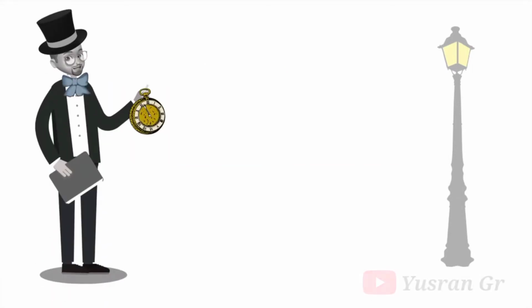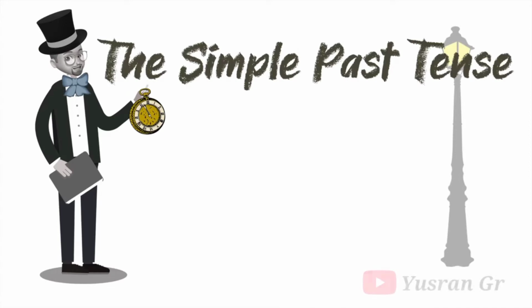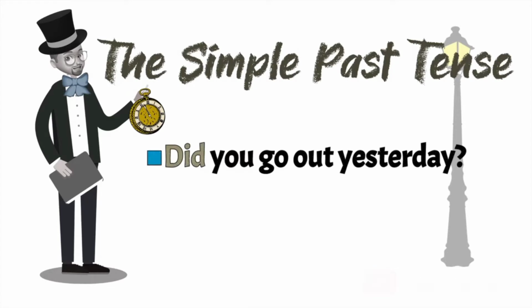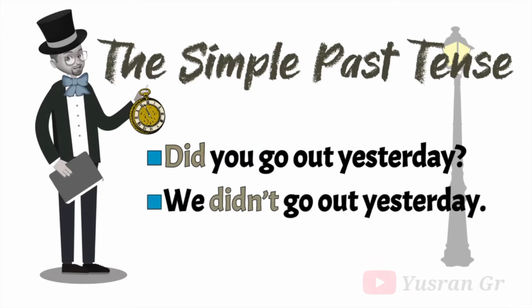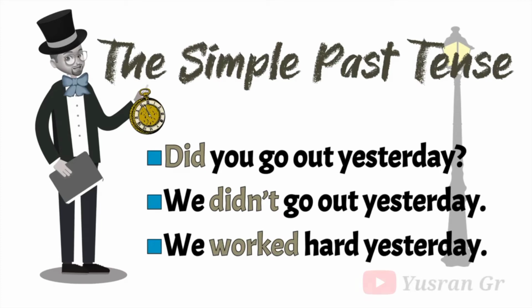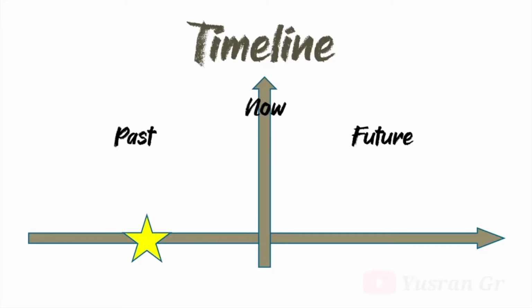Today's lesson is on the simple past tense. Okay, like in did you go out yesterday? Or we didn't go out yesterday. We worked hard yesterday. Yes, it's an action that happened in the past and you know when it happened. So it's our yellow star in the timeline. You can see it right there.